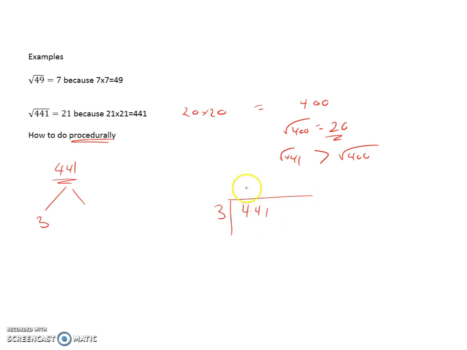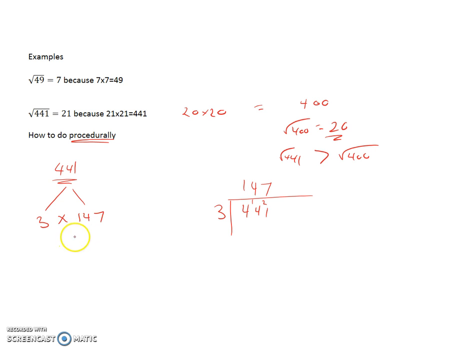So how many 3's go into 4? 1 with 1 left over. How many 3's into 14? That's 4 with 2 left over. How many 3's into 21? That's 7. Okay, so 441 can be written as 3 times 147. Alright, then I need to split up my 147 further.